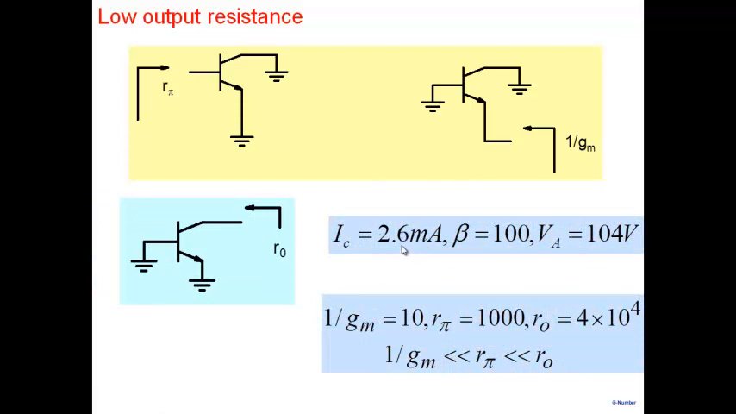If I take my transistor, bias it at 2.6 milliamperes, beta is 100, early voltage is let's say 100 volts, 1 by Gm that you see here is only 10 ohms. R pi is 1 kilo ohm. So what you note here is there is 2 orders of magnitude difference between R pi and 1 over Gm. And R naught for this value here, it turns out to be 40 kilo ohms here. So again, several times higher than this particular value here.